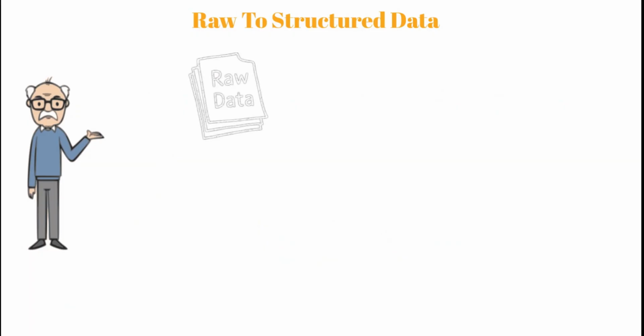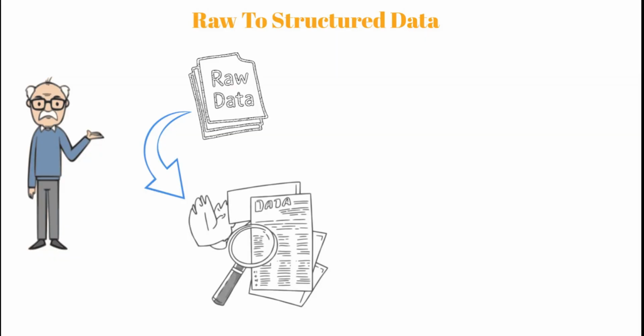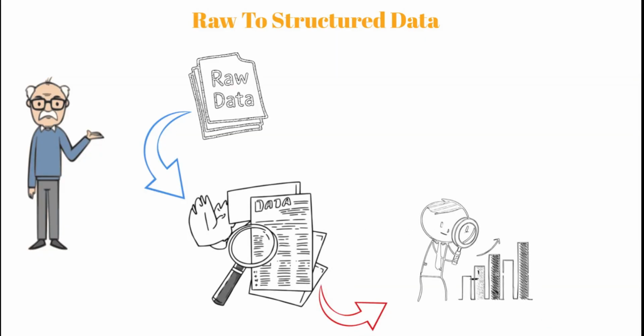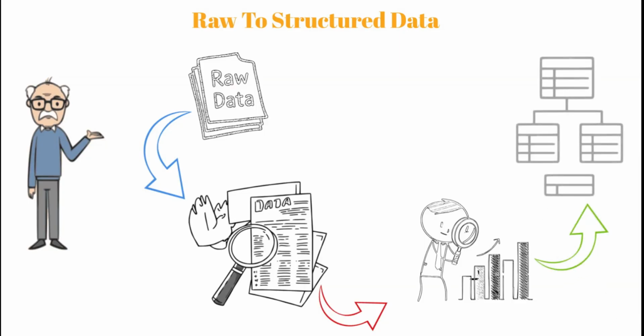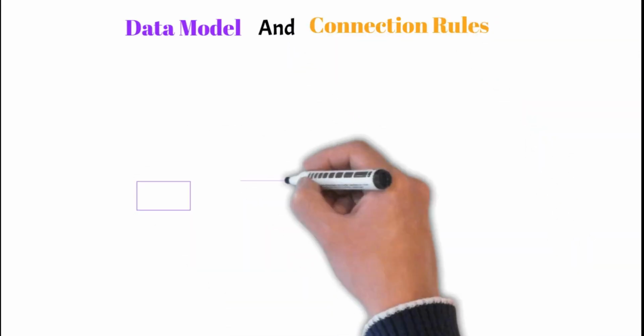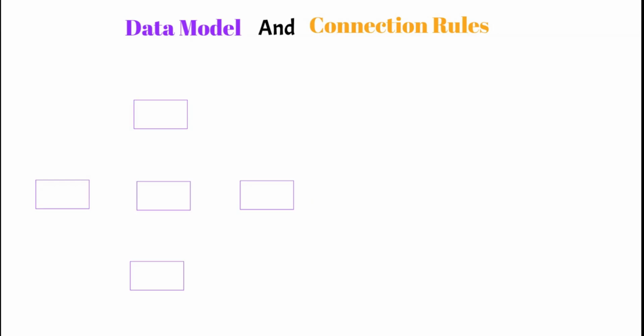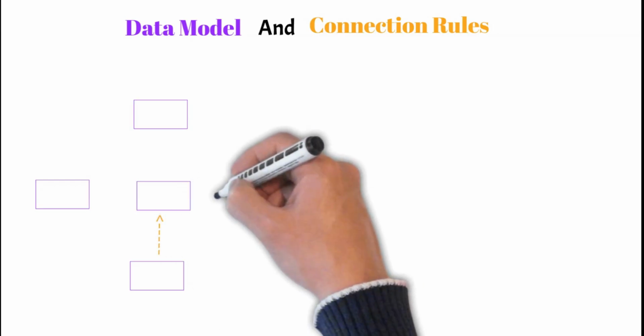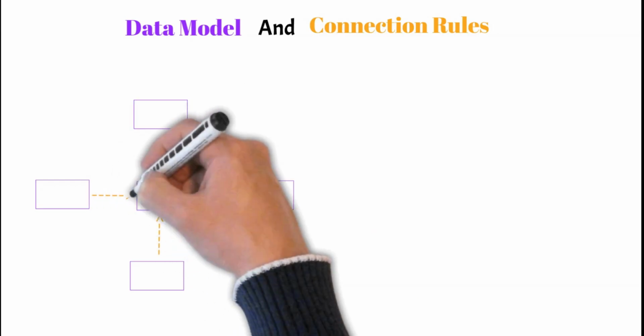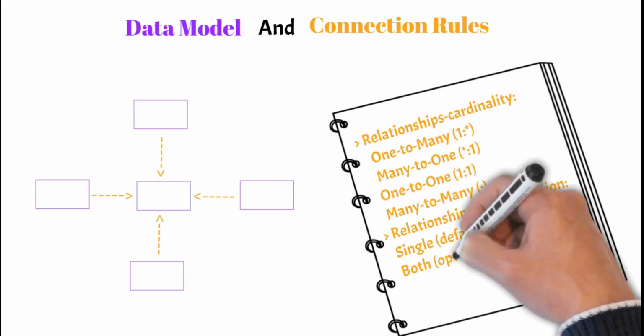Raw data by itself is less meaningful. In data analysis, large volumes of information alone cannot deliver insights. To extract value, data must be structured, organized, and connected. This is achieved through a data model. A data model is a structured representation of data that defines how individual elements relate to one another and the rules that govern those relationships.